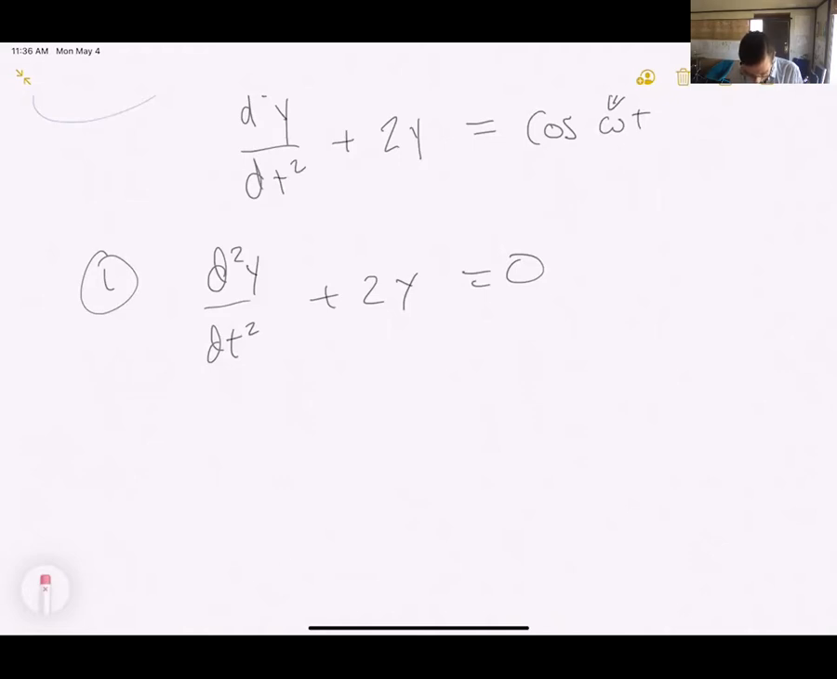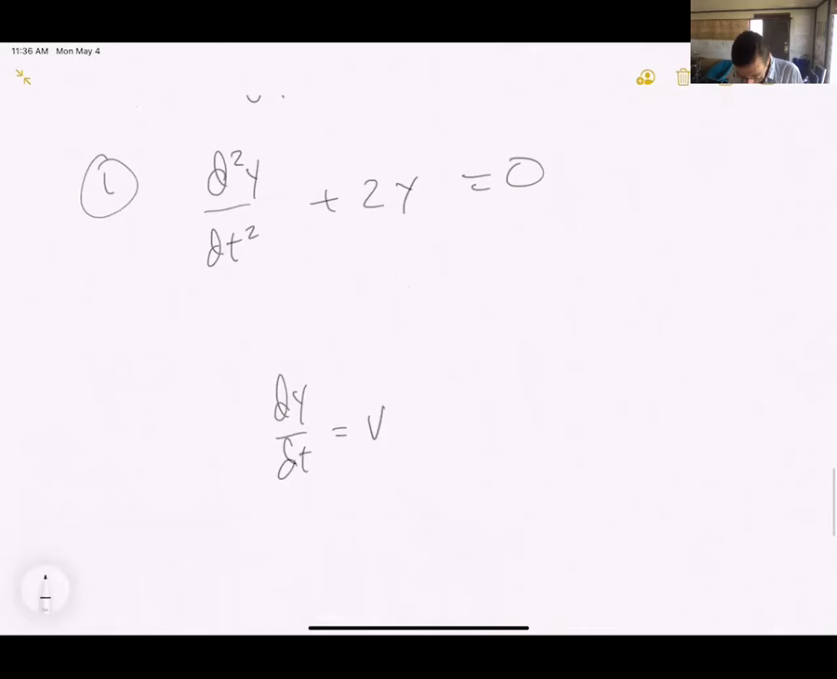We'll set up another variable v, so that dy/dt is v, and that makes dv/dt equal to what? Easy in this case. Negative 2y. Yeah, just minus 2y. And dv/dt is then d squared y/dt squared, which is right here. So you just bring the 2y over to the other side.